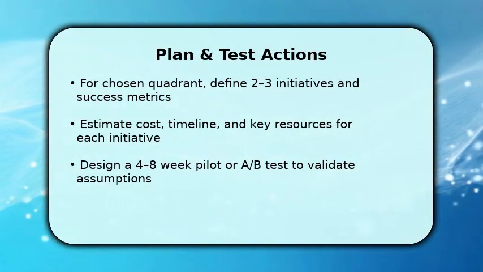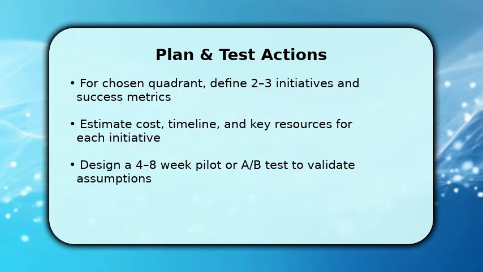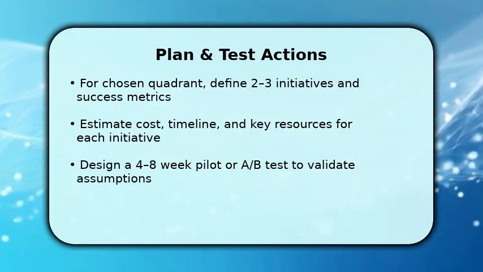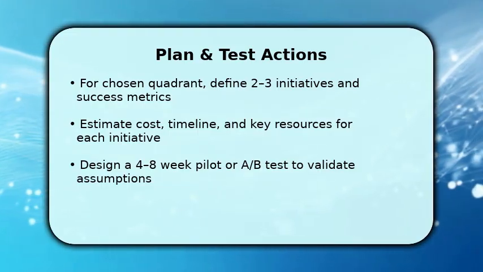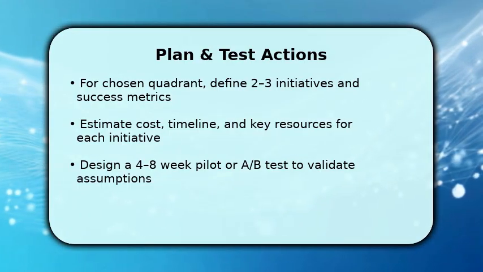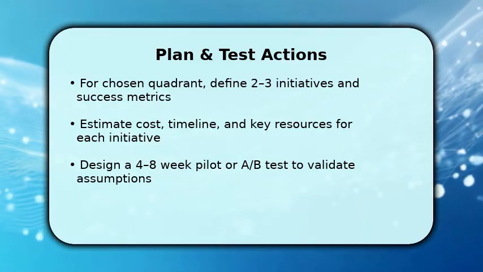Next, translate your quadrant choice into executable initiatives. For each idea, define success metrics, required budget, and a timeline. Once you have those, prioritize by risk and expected return. Higher-risk diversification needs smaller, earlier tests.